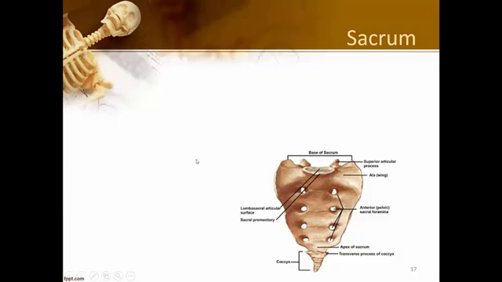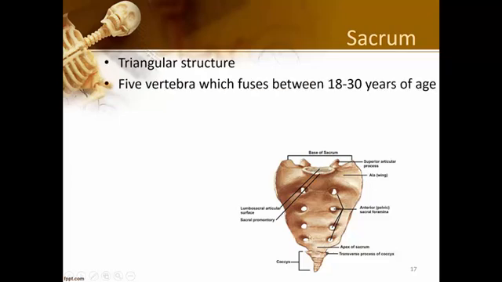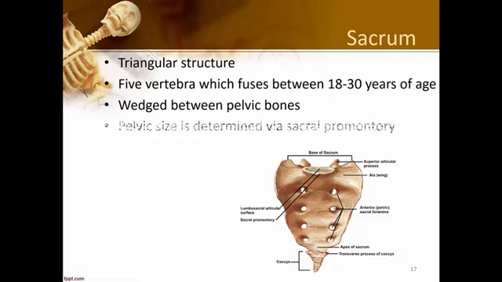And the next 5 that fuse to form a triangular structure called the sacrum are fused completely by the time you're 25 or 30 or so. They're wedged between the pelvic bones, and the space between the sacrum and the pubis bone basically determines your pelvic size, and if it's too narrow, they take your kid by C-section because you couldn't have a baby pass through there.